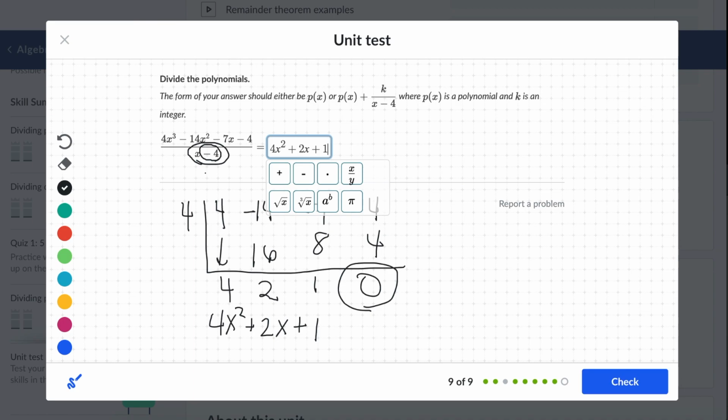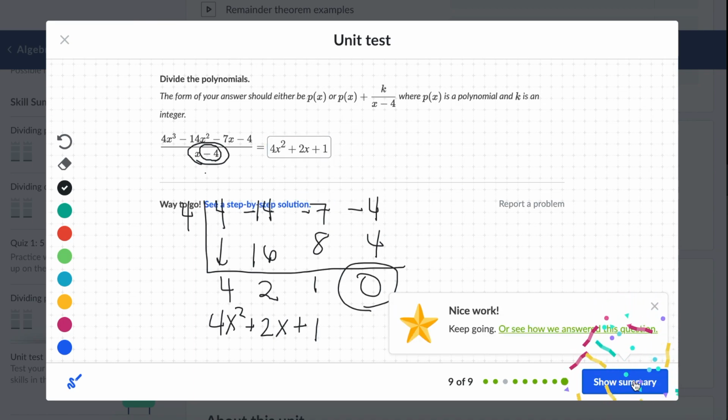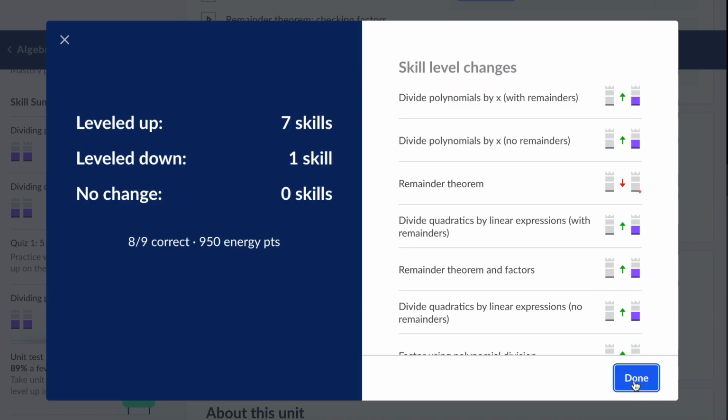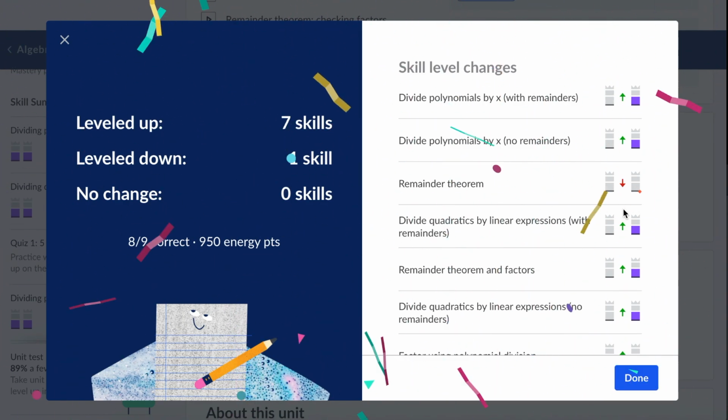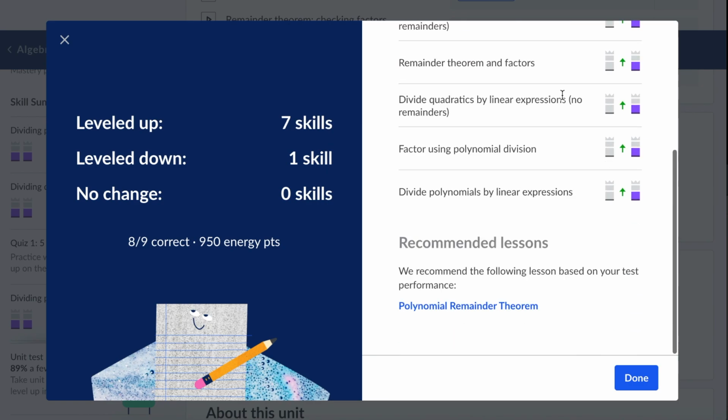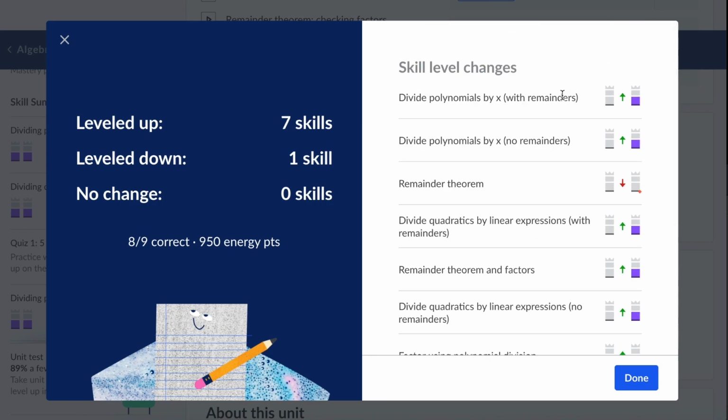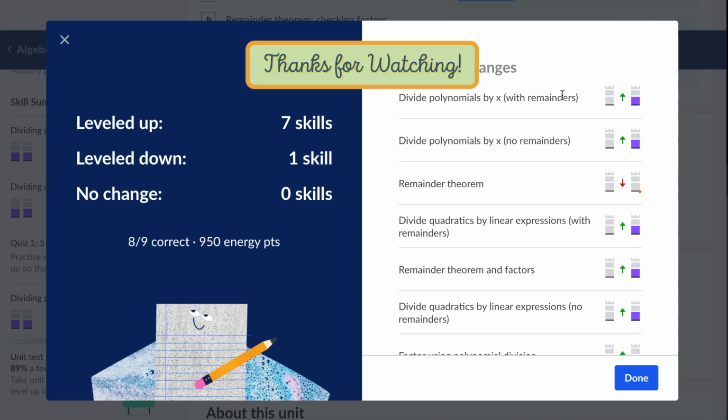Nice work. All right, cool. So we only got one answer wrong, and I'm pretty sure that was just a silly mistake also. So I'm pretty satisfied. I hadn't thought about the remainder theorem in almost 10 years before I did that video.